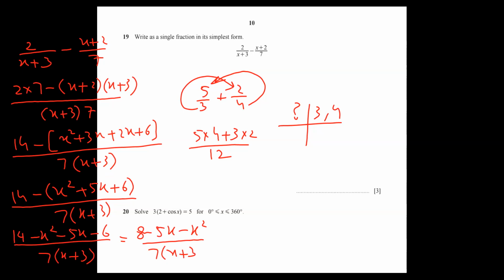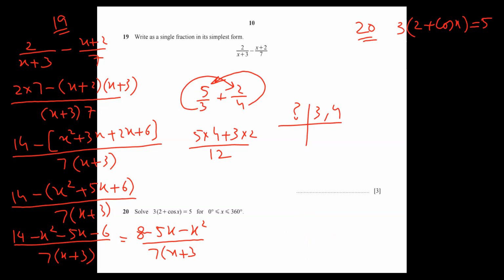Now, I talk about question number 20. The right hand side, this was 19. So when you talk about this question, solve this angle. From 0 to 360 degrees, we have to find all possible angles. What is the technique? 3 times 2, actually. 2 plus cos x equals 5.